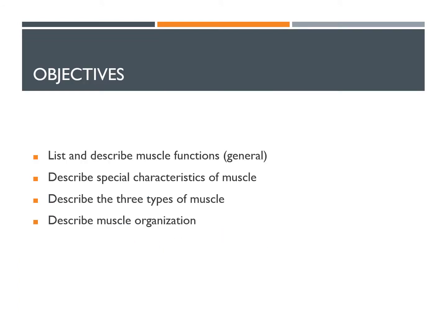By the end of this video, you should be able to describe muscle functions kind of generally. This, by the way, is a typical essay question for your next exam, so pay attention. You also should be able to describe the special characteristics of muscle. So what makes muscle different from other organs in the body? You should be able to describe the 3 types of muscle and describe muscle organization.